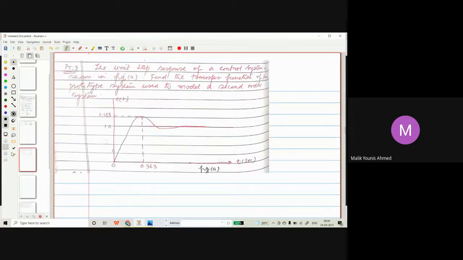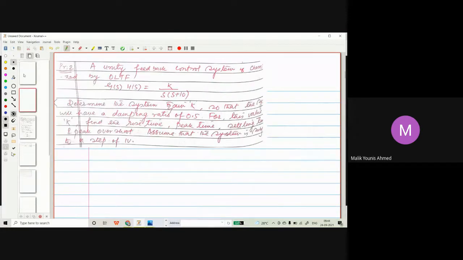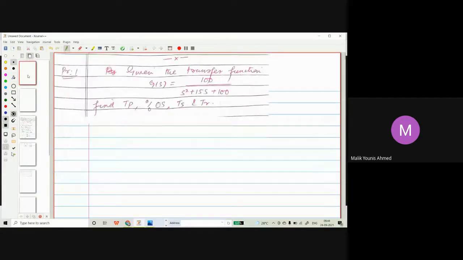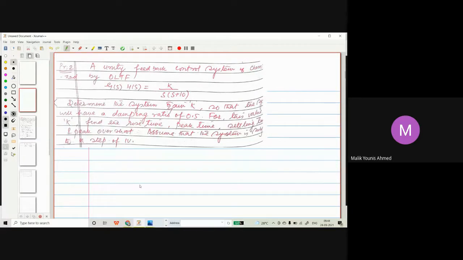Let's move to this numerical. Where is the numerical gone? Second one. Okay, sorry, this is the second. This was there. Anyway, it doesn't matter. Second numerical is very important.